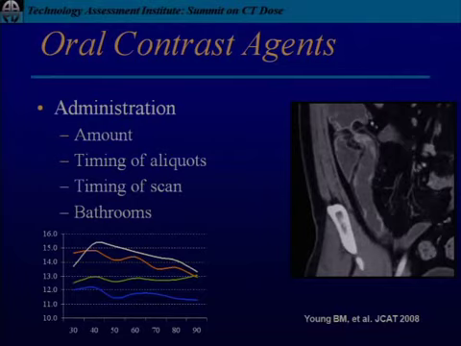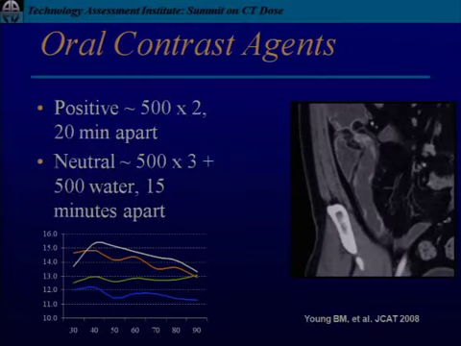So for the small bowel oral contrast agents, we want to talk about administration and timing. And for the positive contrast agents, we give about 2 bottles 20 minutes apart, and then you can image 20 minutes later. And then for the neutral agents, we give about twice that.